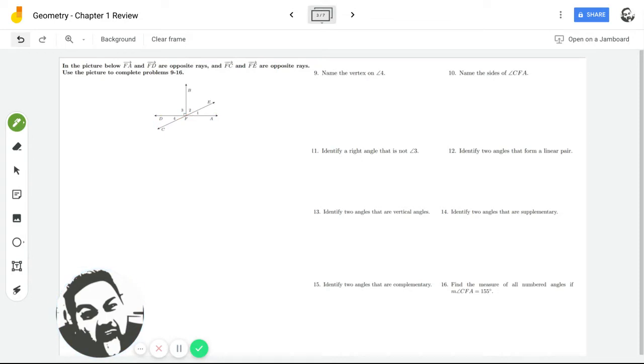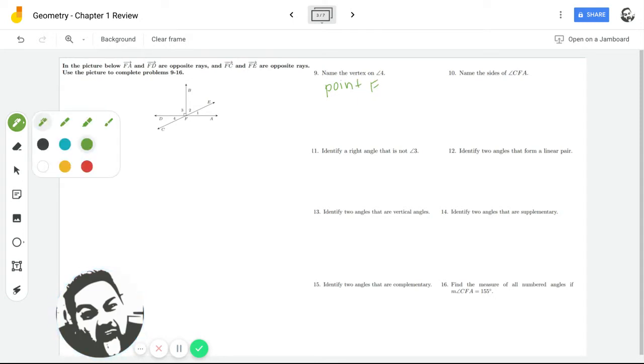Name the vertex of angle 4. So I'm going to outline angle 4. And the vertex is where that line meets that line. It is F. Those two lines intersect at F. So I'm going to say point F. All right, moving on. Question 10.